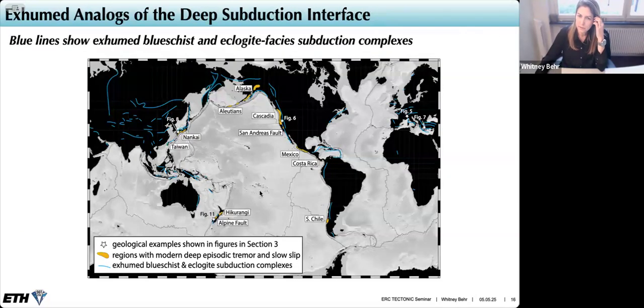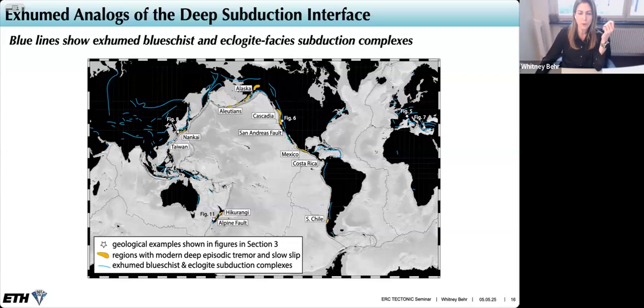So the way that we get at this is by studying exhumed subduction complexes that have been brought to the surface through later tectonic processes. These are fairly globally distributed in orogenic regions. I've shown them here as blue lines. These are representing accretionary complexes in which blueschist and eclogites are preserved.